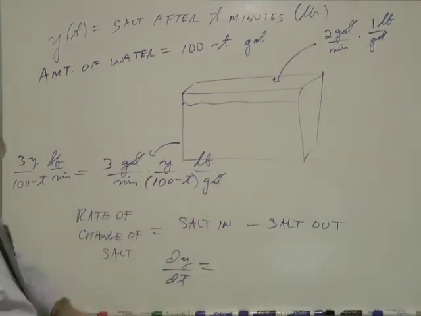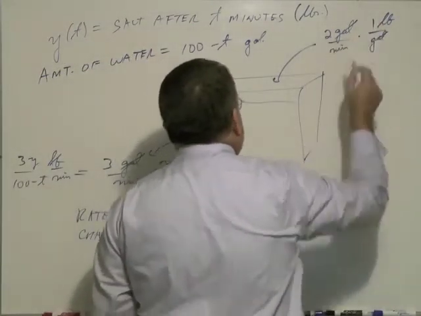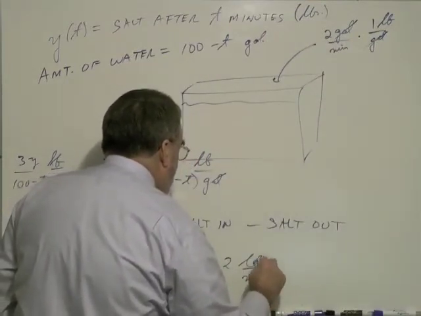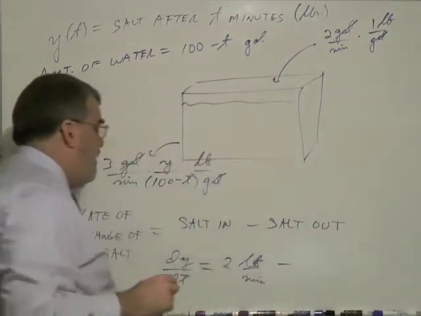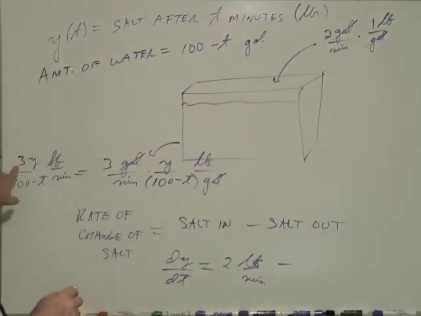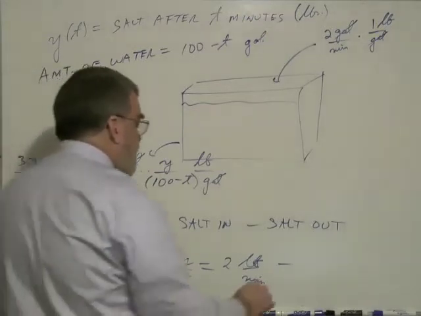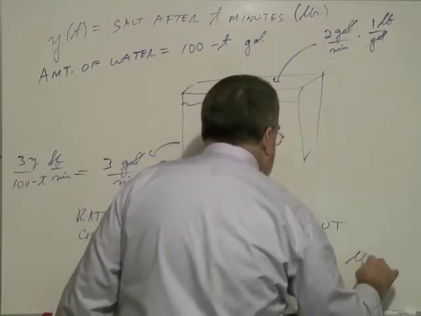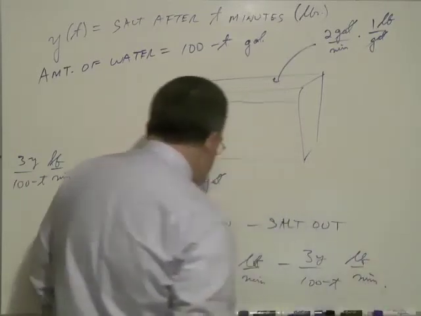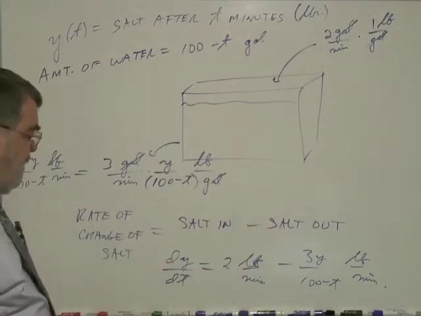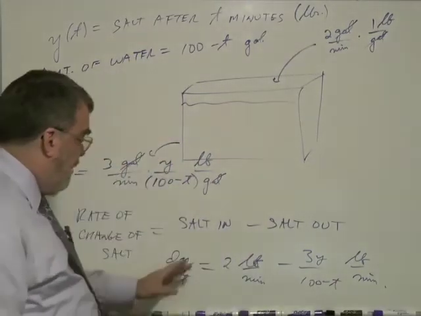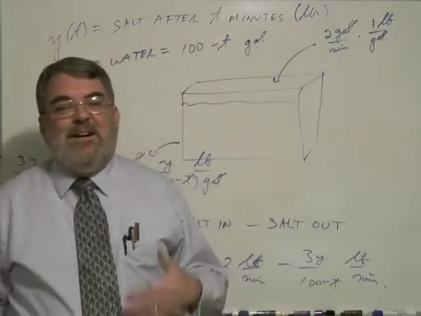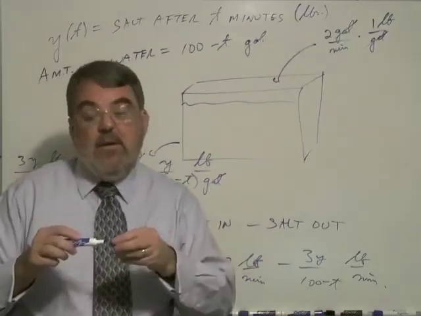Now, the amount of salt coming in, it's coming in at 2 pounds per minute. So 2 pounds per minute minus the amount of salt coming out, and it's going out at 3y over 100 minus t pounds per minute. So I probably should have written pounds per minute here, but the units absolutely have to match. If I don't have pounds per minute here, here, and here, then the equation is just worthless. Those units have to match up across the equation.